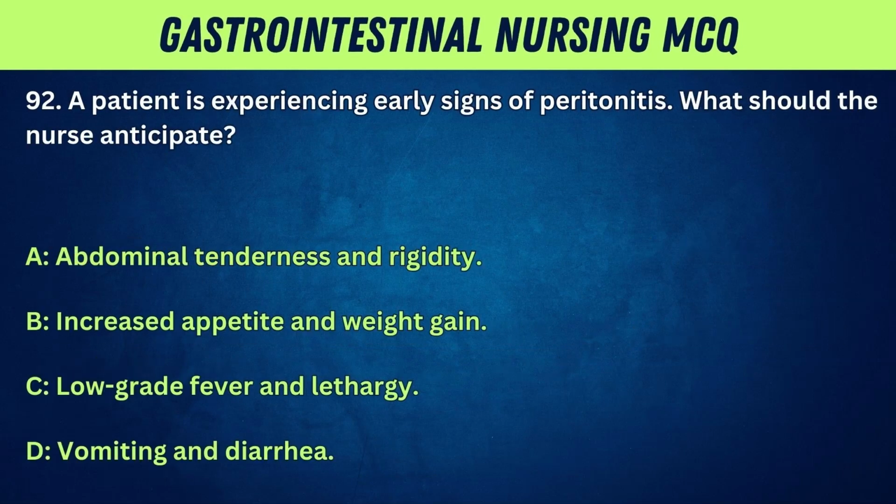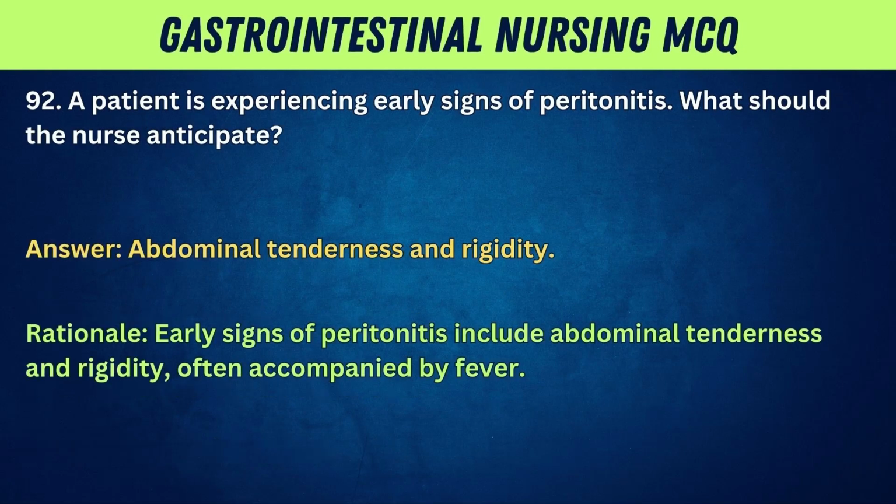92. A patient is experiencing early signs of peritonitis. What should the nurse anticipate? A. Abdominal tenderness and rigidity. B. Increased appetite and weight gain. C. Low-grade fever and lethargy. D. Vomiting and diarrhea. Answer.